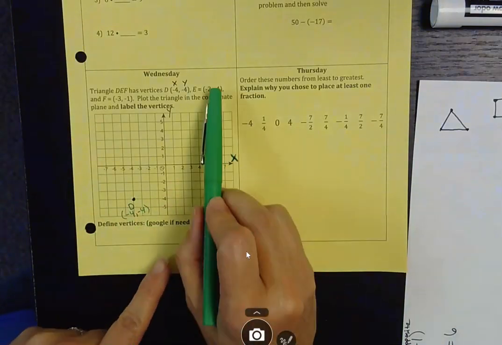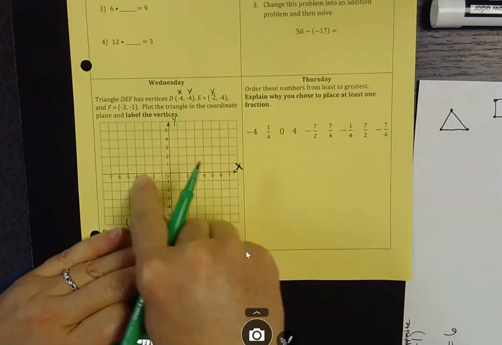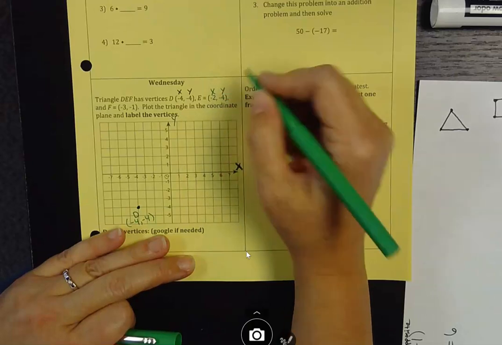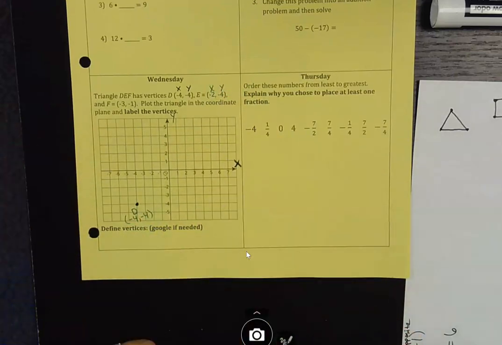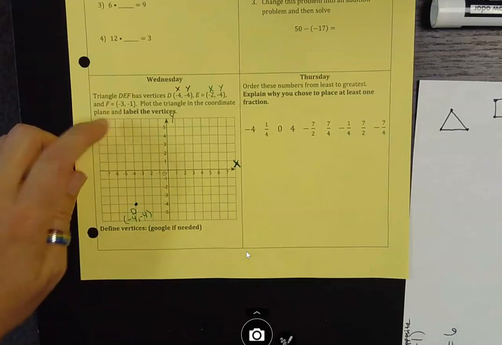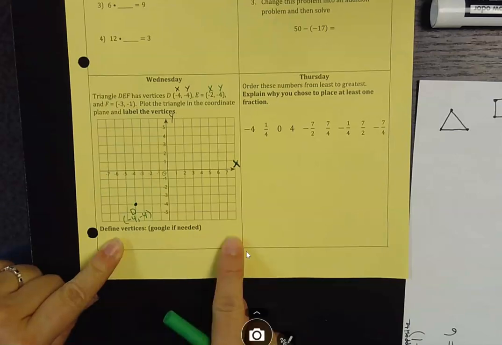So I'm going to let you plot these two. So remember, the first one is x. Move along the x. This is your y. Move up or down for the second one. Where do they meet? Put a dot and label it. Then draw out your triangle, because we should be able to see the triangle. Don't forget to define vertices.